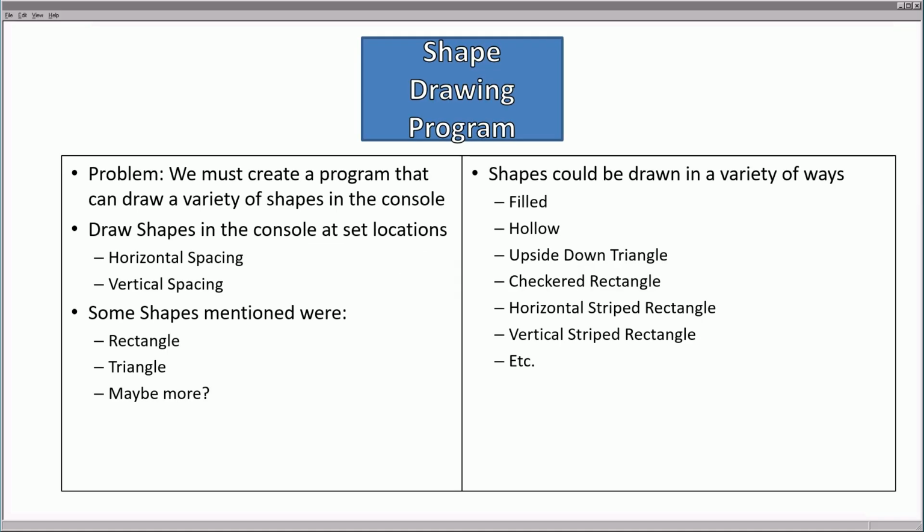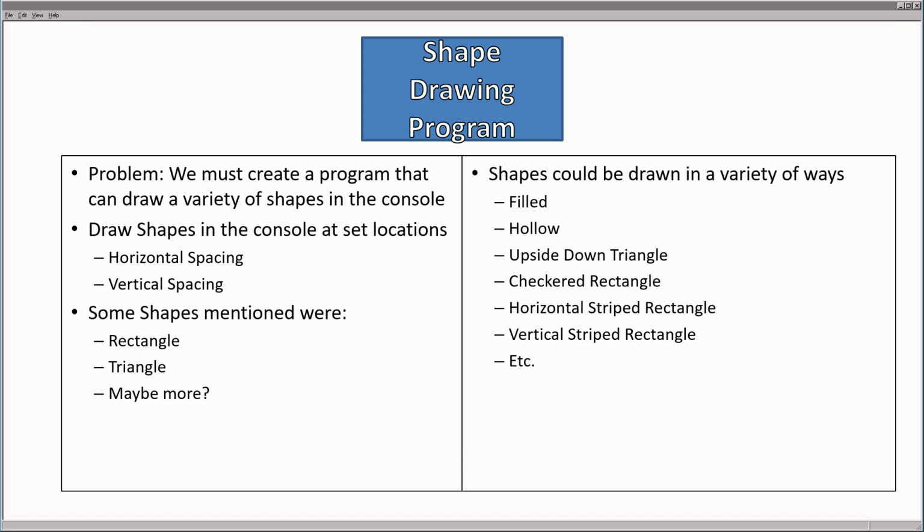Here's our problem. We need to create a shape drawing program. Now, this program needs to be able to draw a variety of shapes in the console. Now, as we are gathering the requirements for this program, it was also mentioned that each one of the shapes needs some sort of horizontal and vertical spacing. So in other words, if we wanted to draw a shape a few spaces over or a few spaces down, this should be built into this program.